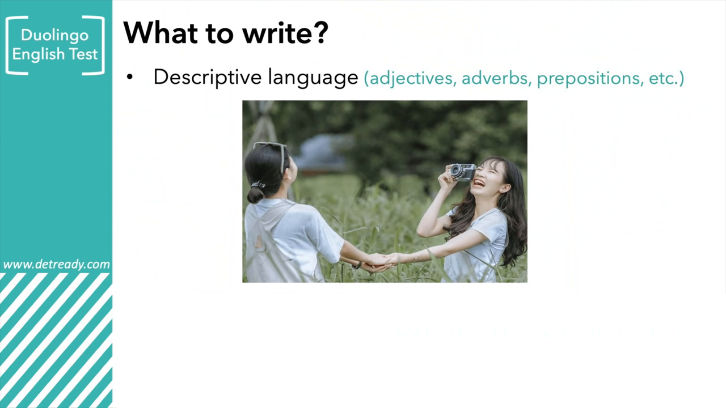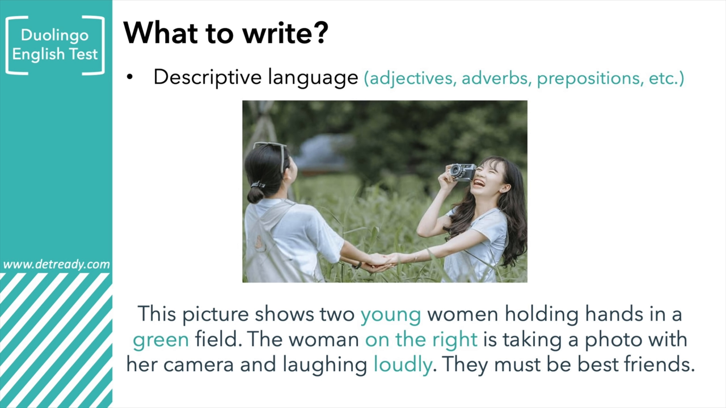Another thing you can do to add more detail is use descriptive language. So descriptive language, things like adjectives, adverbs, prepositions, all of which will help describe your photo in a nice way. So here's a full example I wrote. The words in green are descriptive. So we have young women, young is an adjective. Green field, green of course is an adjective. On the right, that's a prepositional phrase. And loudly is an adverb.